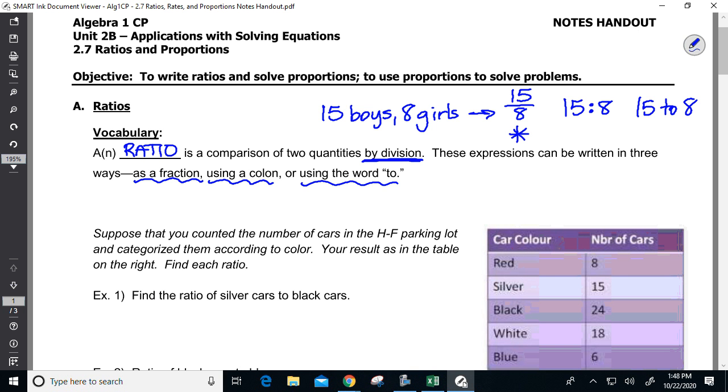Now the way that we're going to use the most is a fraction. So since you're writing it as a fraction, you always reduce. Always reduce. So for the three that we have up here, you can't reduce any of those. But if you can reduce, you always reduce. So the first thing we're going to do is practice setting up ratios based off of what's going on.